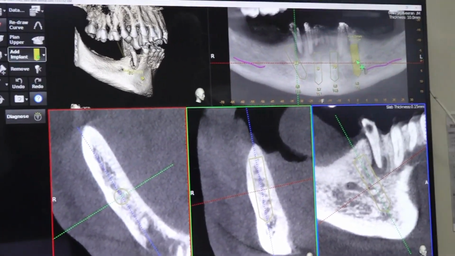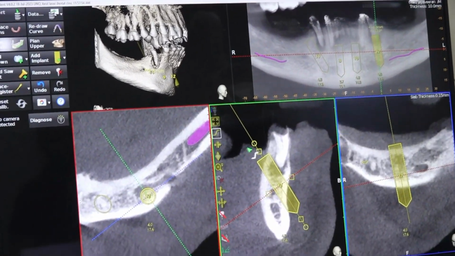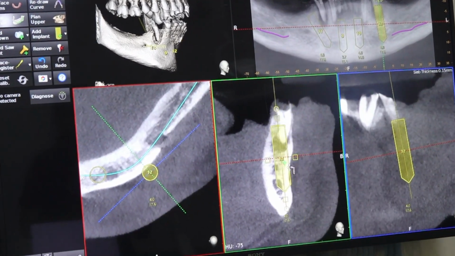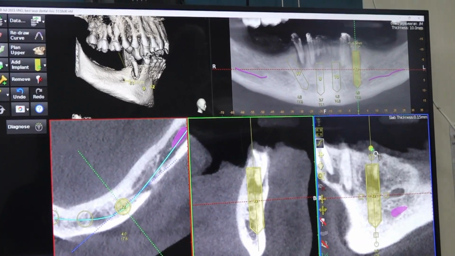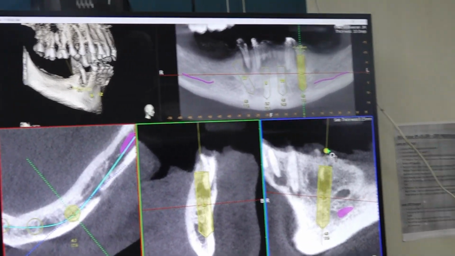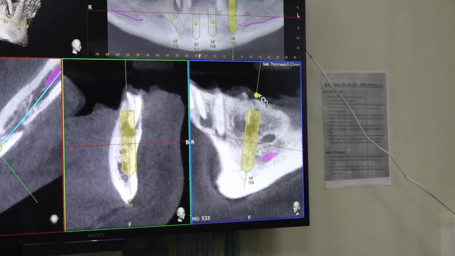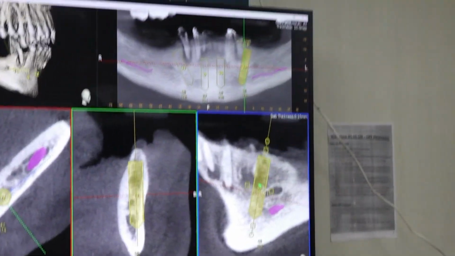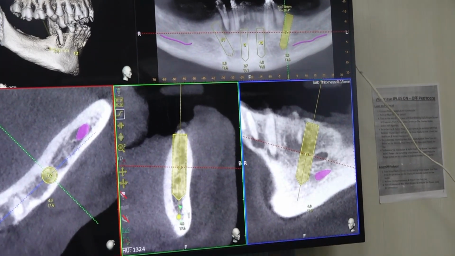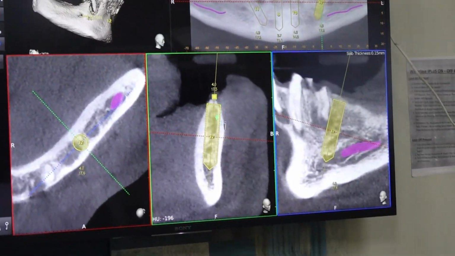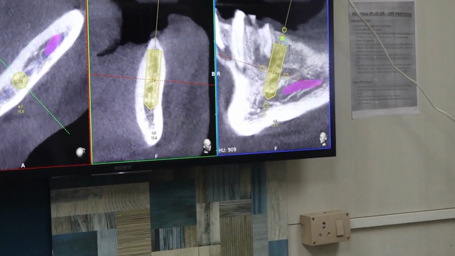Now we will plan for the left side. I am placing first a straight axial implant in the first premolar, but it will produce a lot of cantilever. So we are starting from the second premolar and tilting, so we can reduce the cantilever in our titanium bar.